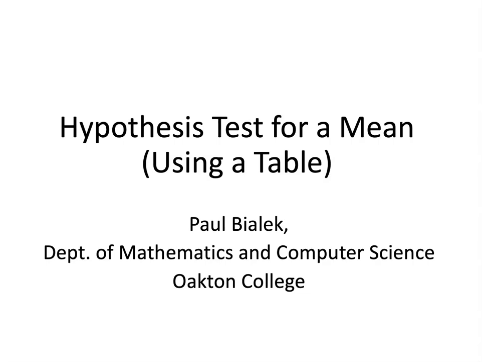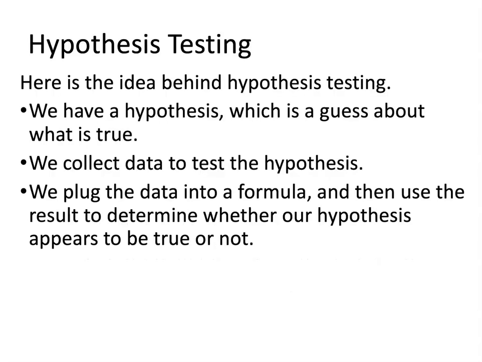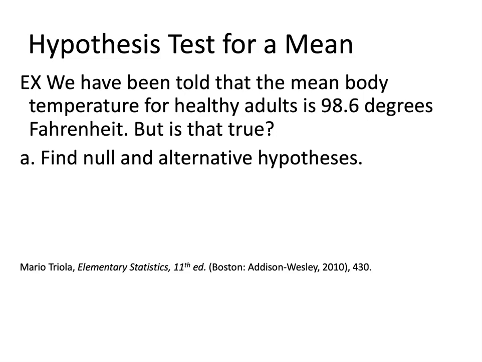Let's look at the hypothesis test for a mean using a table. Here's the idea behind hypothesis testing. We have a hypothesis, which is a guess about what is true. We collect data to test the hypothesis. We plug the data into a formula and then use the result to determine whether our hypothesis appears to be true or not. For example, we've been told that mean body temperature for healthy adults is 98.6 degrees Fahrenheit.